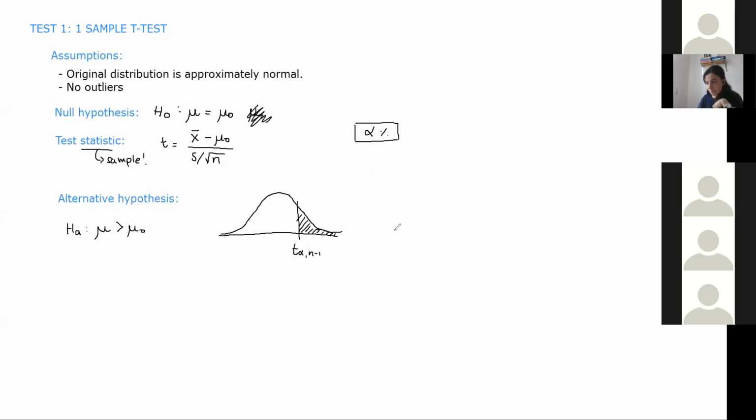I'll write it down again here. What's the HA? The alternative hypothesis. So this is option number 1, and we're going to have 3 cases. We're going to reject the null hypothesis, our original assumption as a possible explanation, if my test statistic, which is this one over here, remember this one, is larger than t alpha, n minus 1.